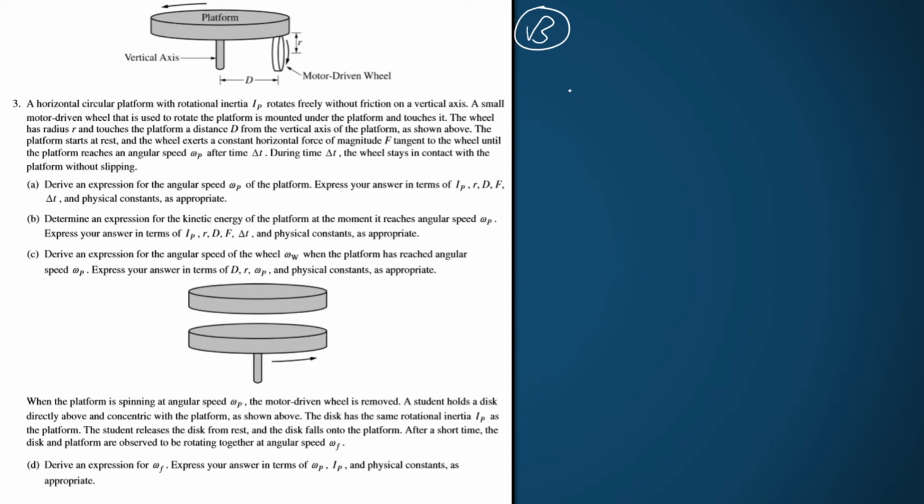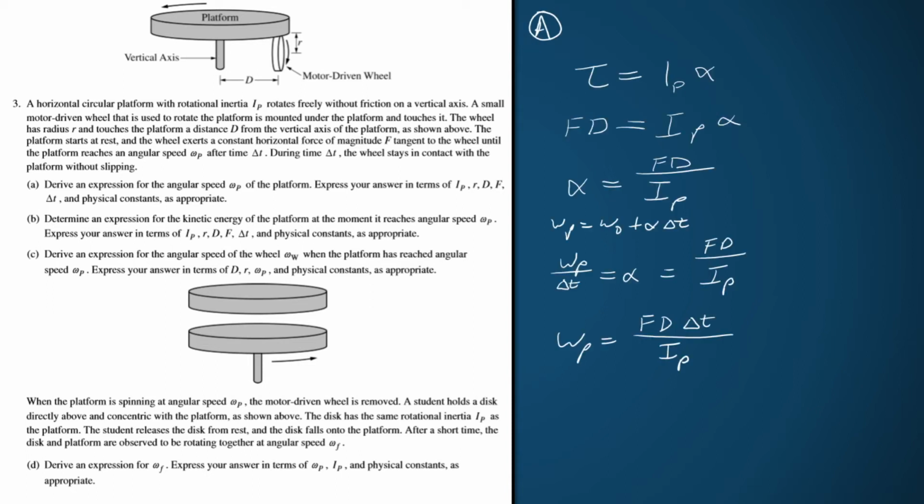So kinetic energy for this one is one half I omega squared. That's the angular velocity of the platform in our case, and the rotational inertia of the platform. And we said back here that we've got an equation we could use to solve for that. So our omega p we can substitute in is F D delta t over I p.